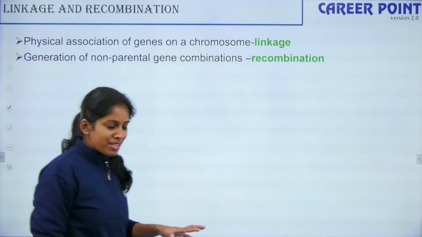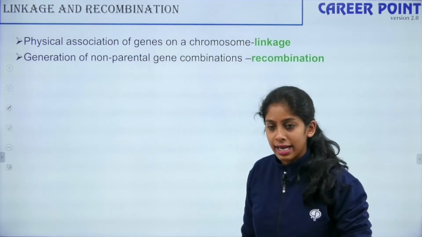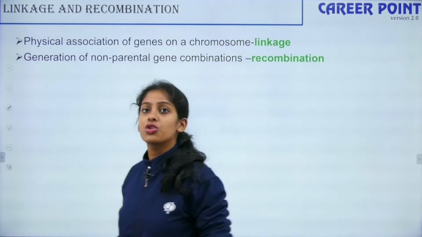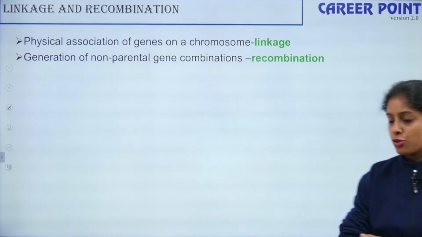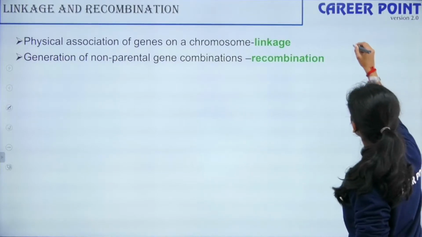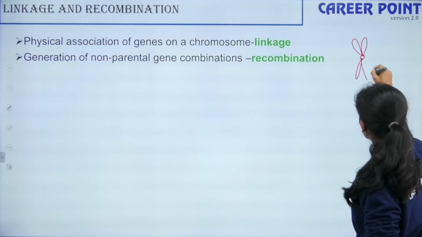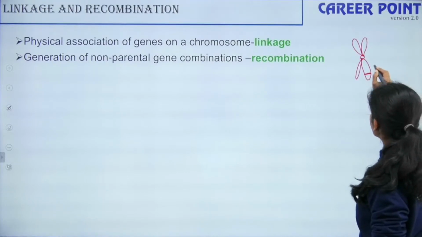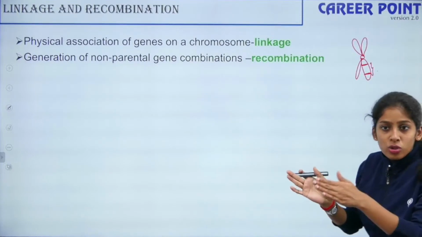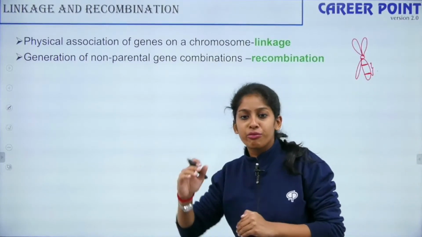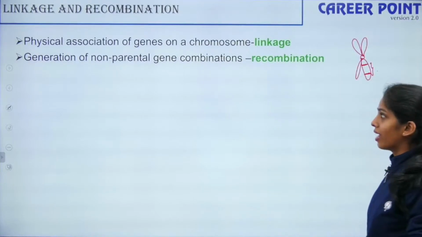Now I have made it clear the genes are present in the DNA and the DNA is condensed into structures called chromosomes, right? Suppose, let me draw a chromosome. So this is a chromosome. Suppose here I have a gene and here I have a gene. These two genes are very closely located, right? They are not very far apart. They are pretty closely located.